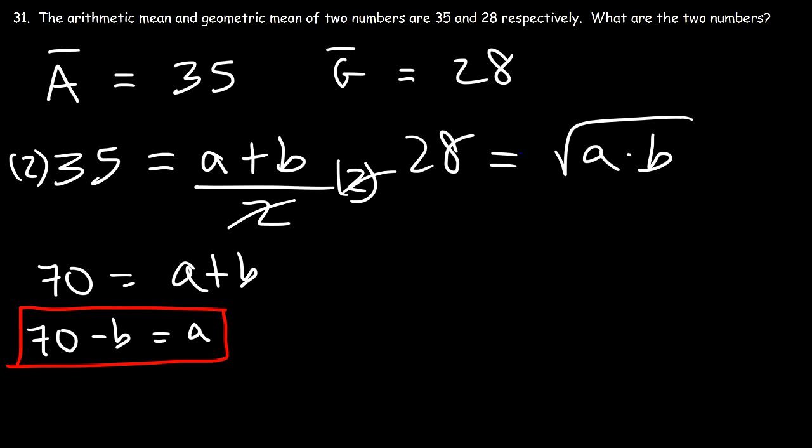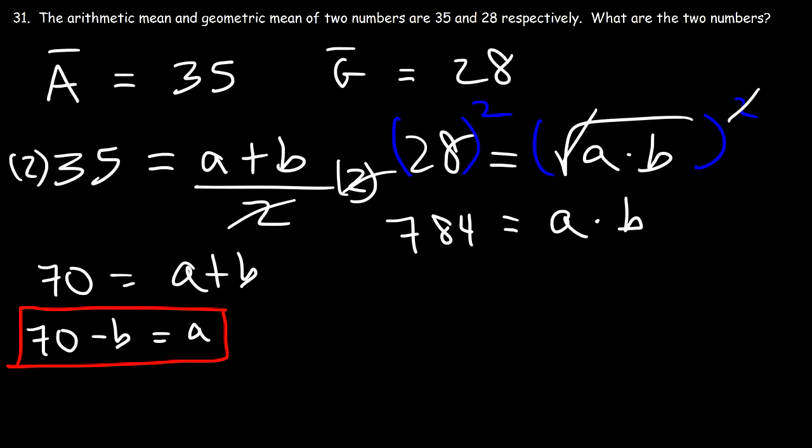Now on the right side, I'm going to get rid of the square root by taking the square of both sides. So 28 squared, or 28 times 28, that's 784. And these two will cancel, so I'm just going to have A times B. Now I'm going to replace A with 70 minus B.